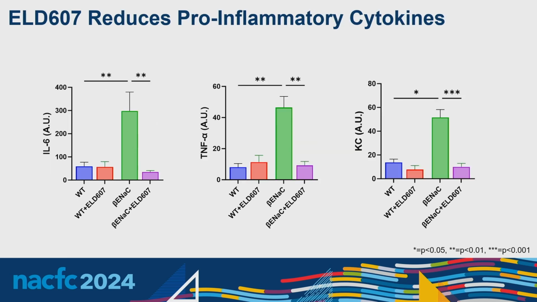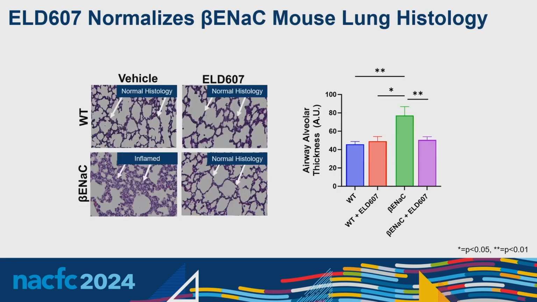And we further looked into pro-inflammatory cytokines that include IL-6, TNF-alpha, and KC that are elevated within the beta-ENaC mice. And we saw similar results as well, where they were significantly reduced in the mice that were treated with ELD-607 and restored to baseline levels that were seen in wild-type mice as well.